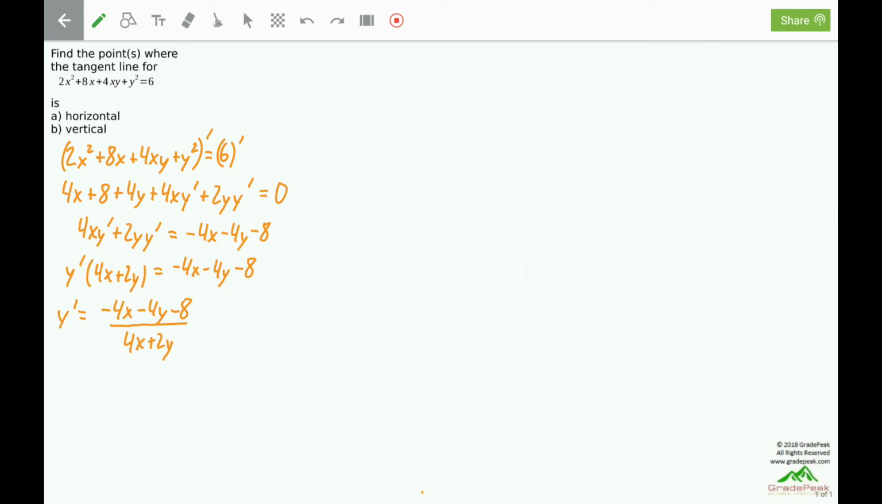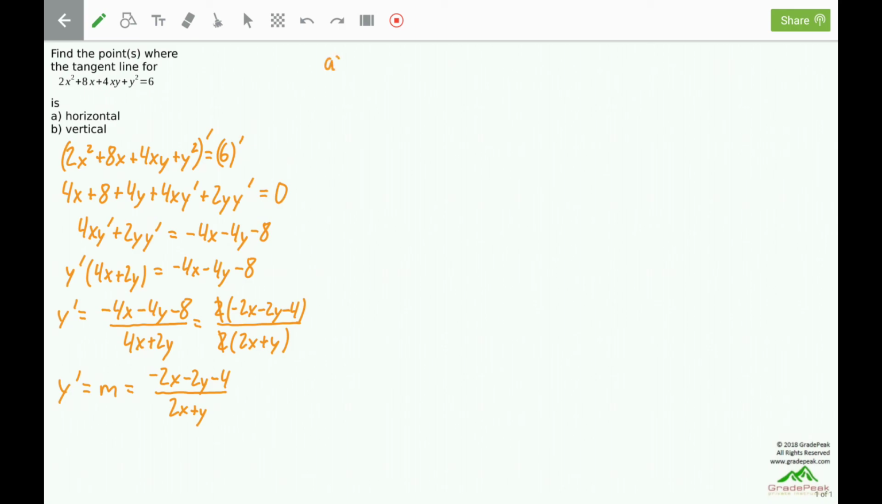Each of these coefficients has a common factor of a 2 in the numerator and denominator, so we can factor the 2 out, in which case it'll be able to cancel. That will leave us with a negative 2x, a minus 2y, and a minus 4 in the numerator, and factoring it out, 2x and plus y in the denominator. The 2's can now cancel with each other. And so our derivative y prime, which is the slope of the tangent line, is equal to negative 2x minus 2y minus 4 over 2x plus y.